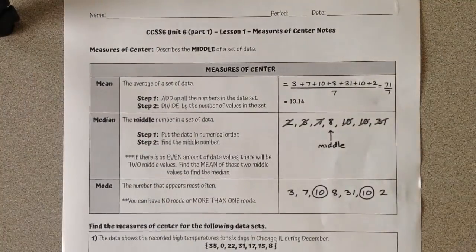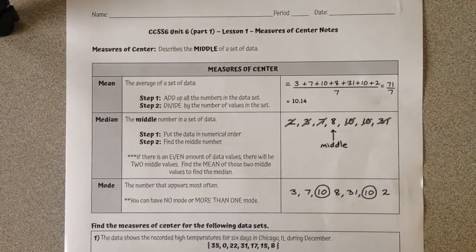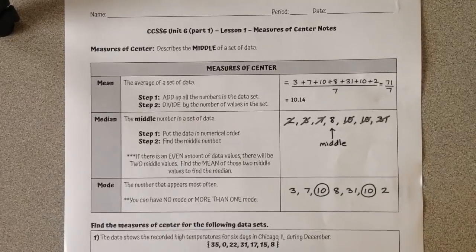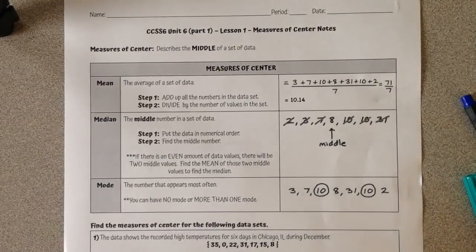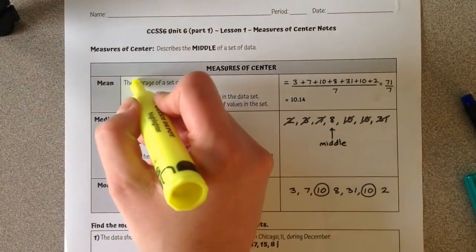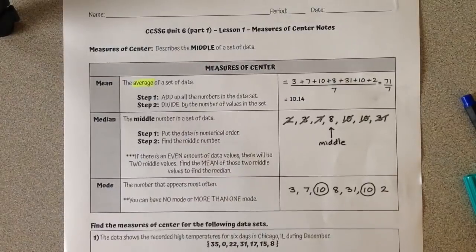All right, today is lesson 1 of our new unit, Unit 6, which is statistics. So today we're going to talk about the measures of center. Measures of center describe the middle of a set of data. So there are 3 different measures of center that we use when we're looking at data. The first one is the mean. The mean is the average of a set of data.